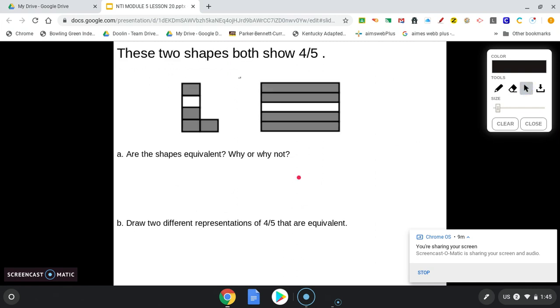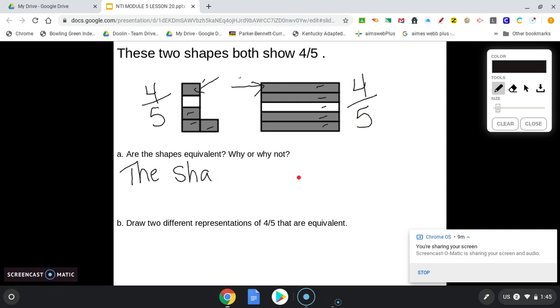Okay, let's look at this. These two shapes both show 4/5. If you look at this one, there's 1, 2, 3, 4 of 5 shaded in. In this one, we have 1, 2, 3, 4, 5, and 4 shaded in. Are the shapes equivalent? Why are they not equivalent? Right, they're not equivalent because the units are not the same size. So the shapes are not equivalent.